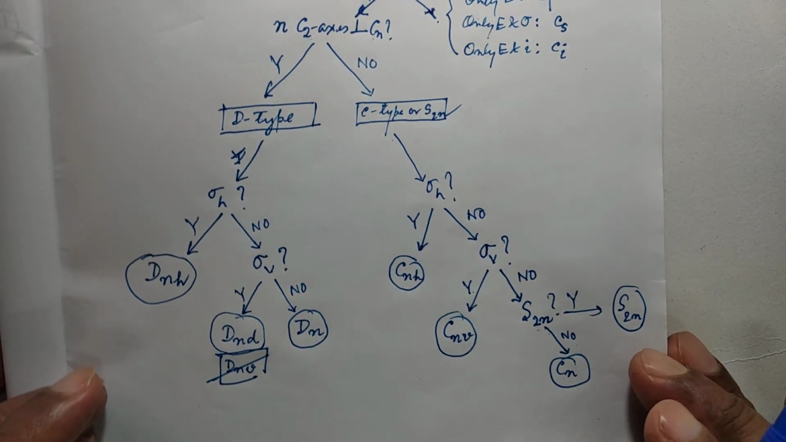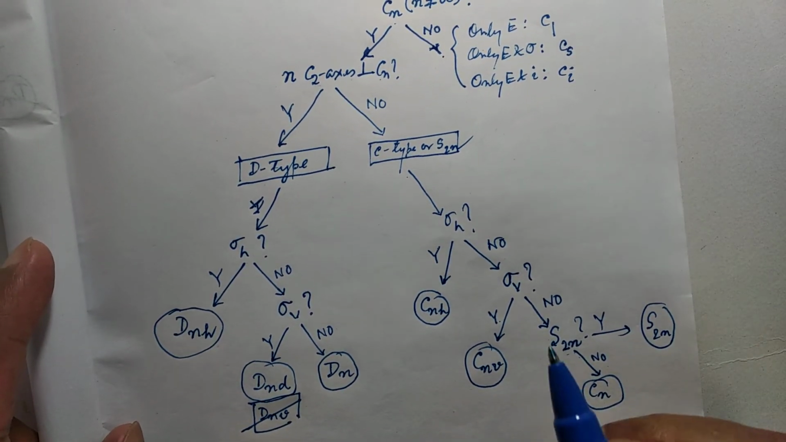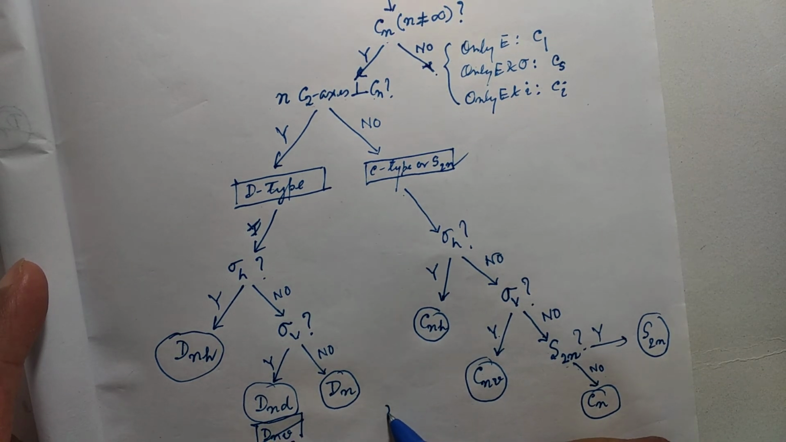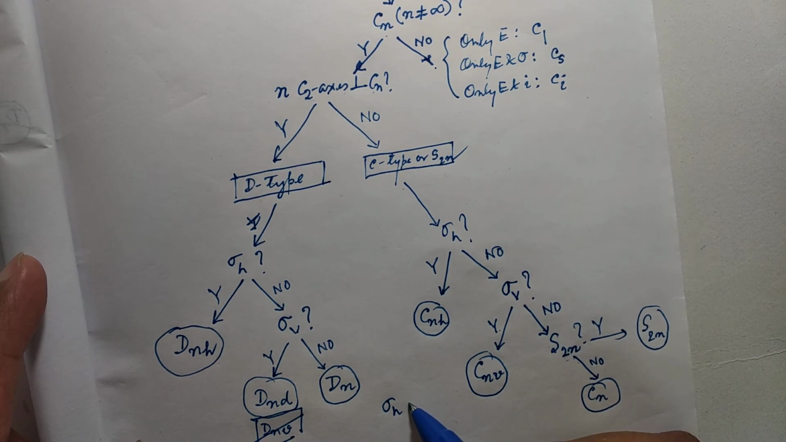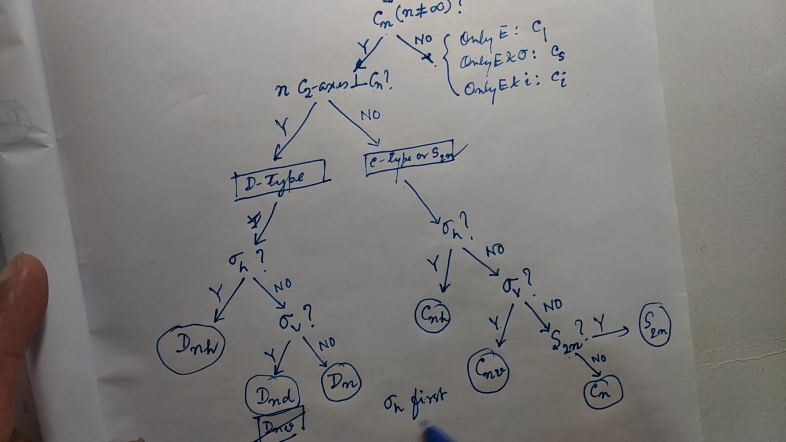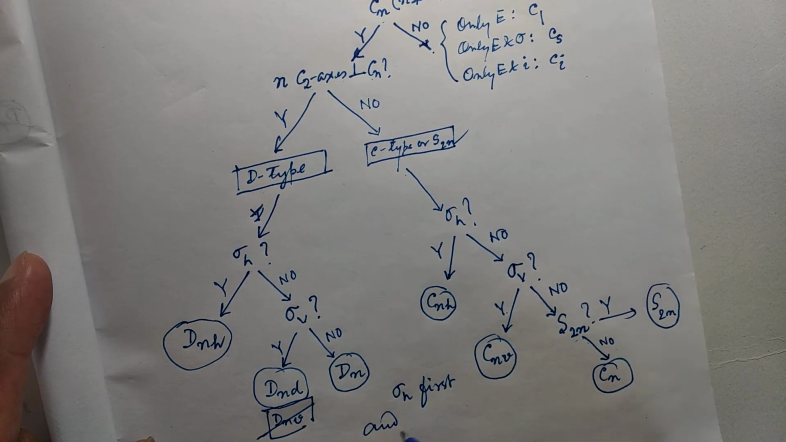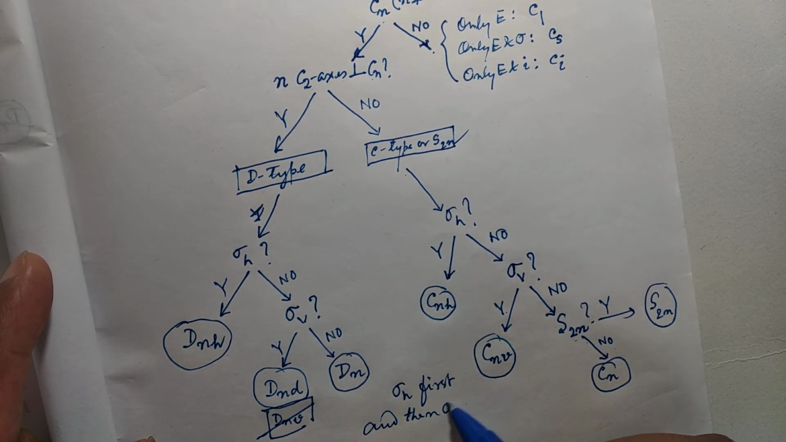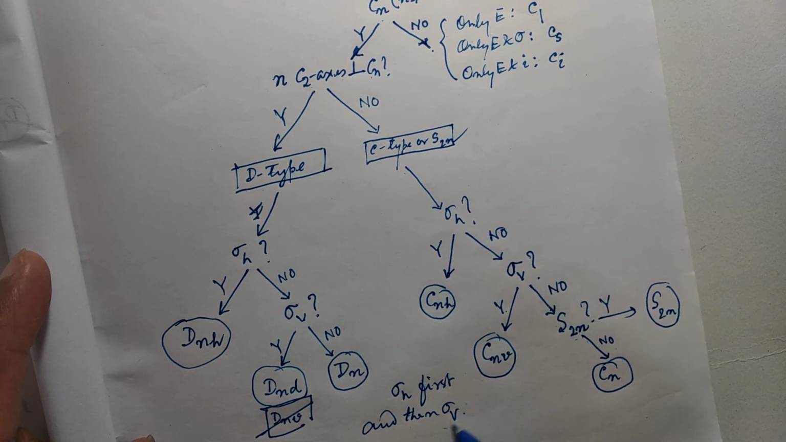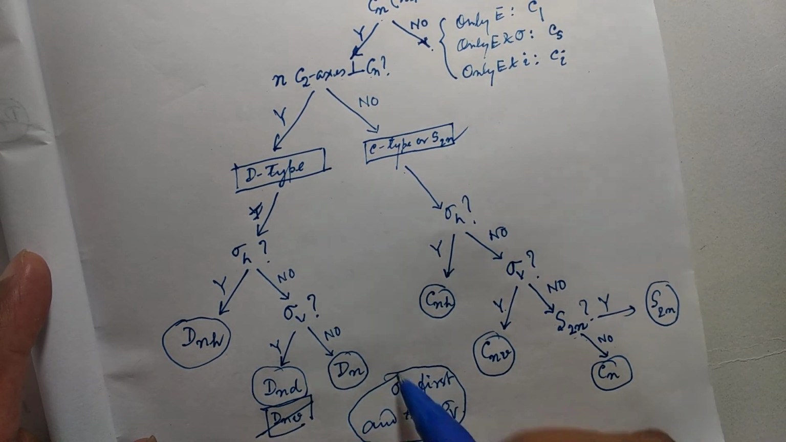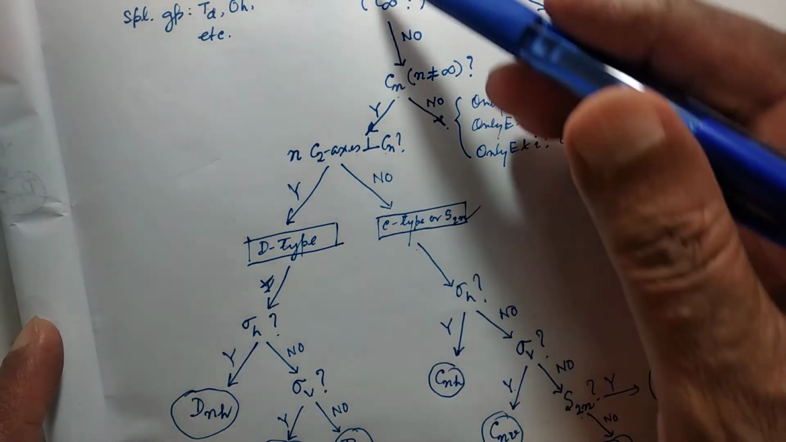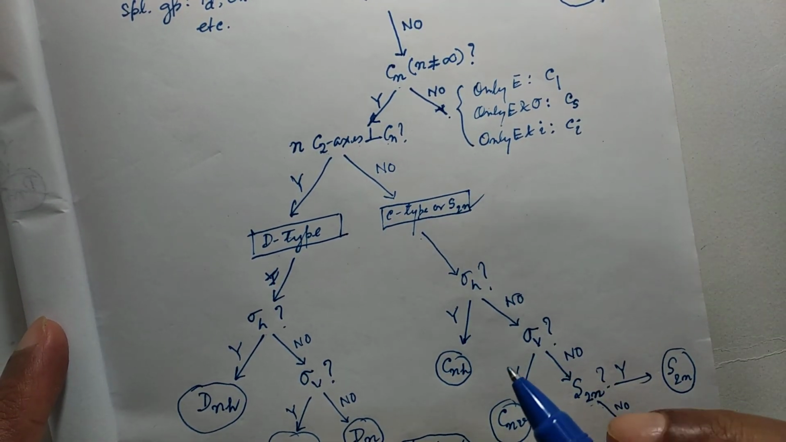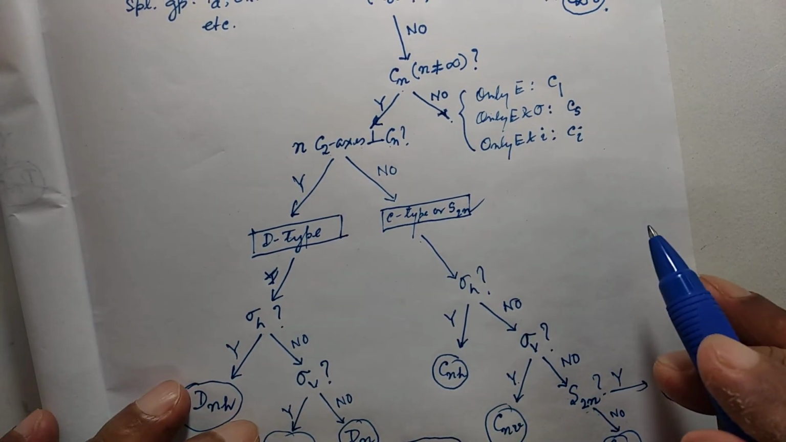This is the overall scheme. Here one point is to be noted. Sigma h has priority over sigma v. Sigma h is to be searched for first, and then sigma v. Never search for any sigma v plane earlier than sigma h. This rule has to be followed. And in fact, this is a kind of hierarchy. This scheme has to be strictly followed in order to get the correct point group of an object.